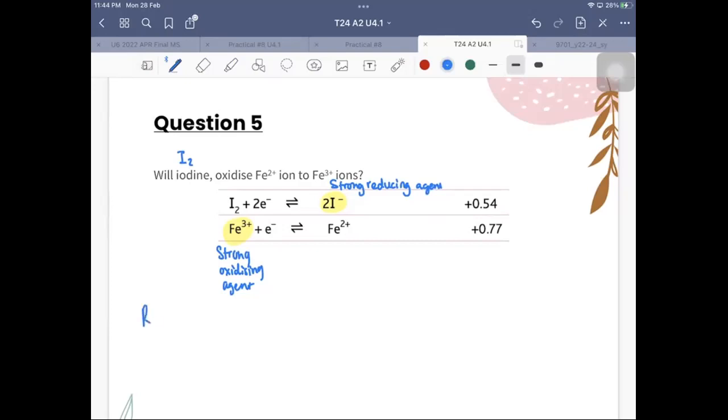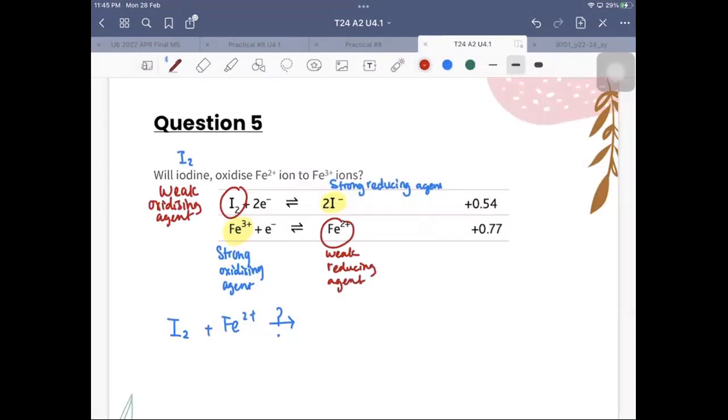So first things first is to write down the equation. Reduction and oxidation. Okay, now you have to be careful, even though the Fe3+ and Fe2+, how do I answer this question? Maybe I don't do that first. Okay, so I will just say iodine reacting with Fe2+, question mark. Because by qualitative investigation, we can already see that they probably will not happen. So just label that I2 is a weak oxidizing agent because of the value, and Fe2+ is a weak reducing agent. I should have labeled that earlier.